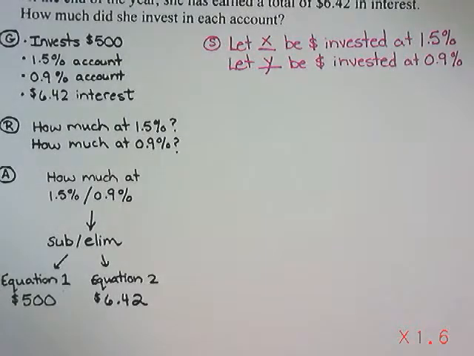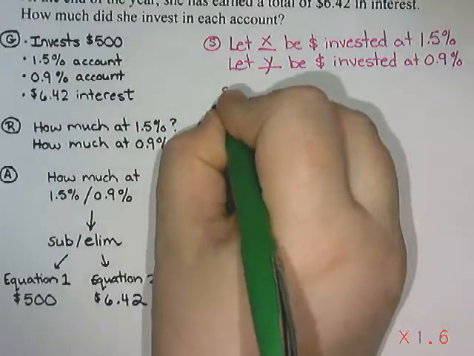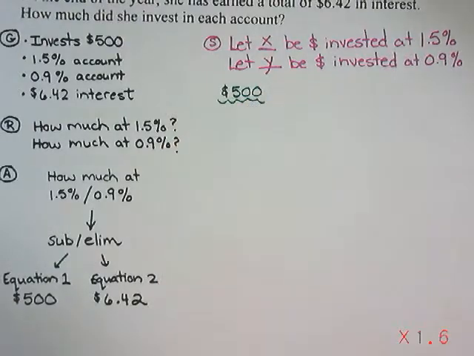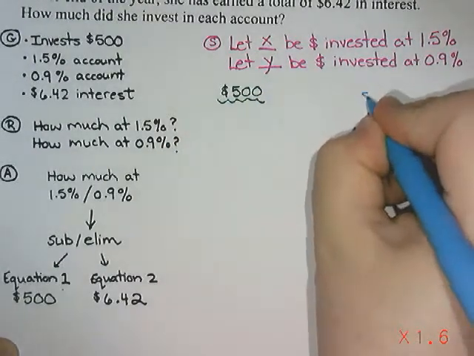So to set up the equations, I need to think about what we're going to use. So one of the equations is going to be set up around the $500. And the other equation is going to be set up around that $6.42.